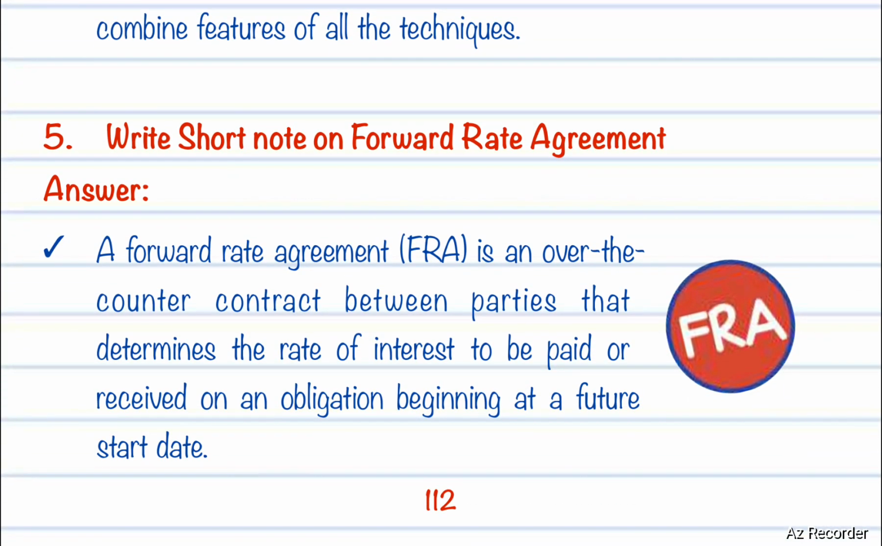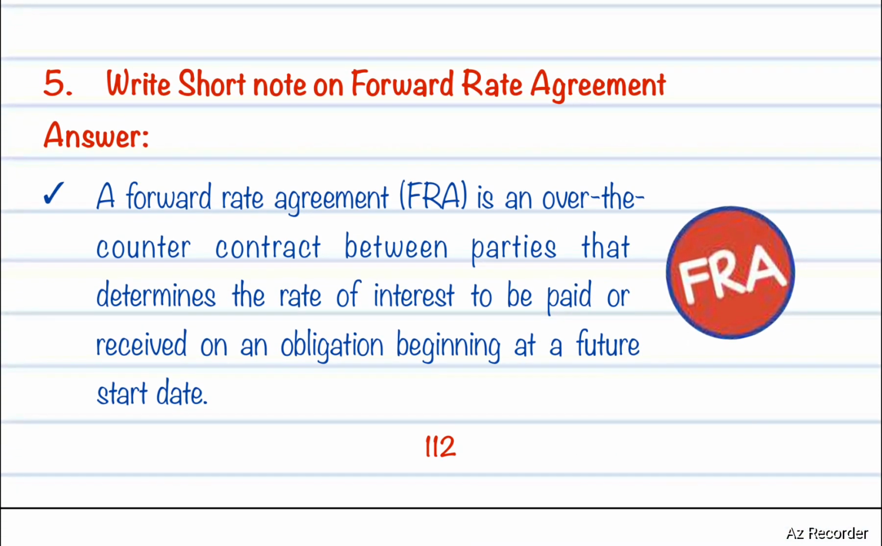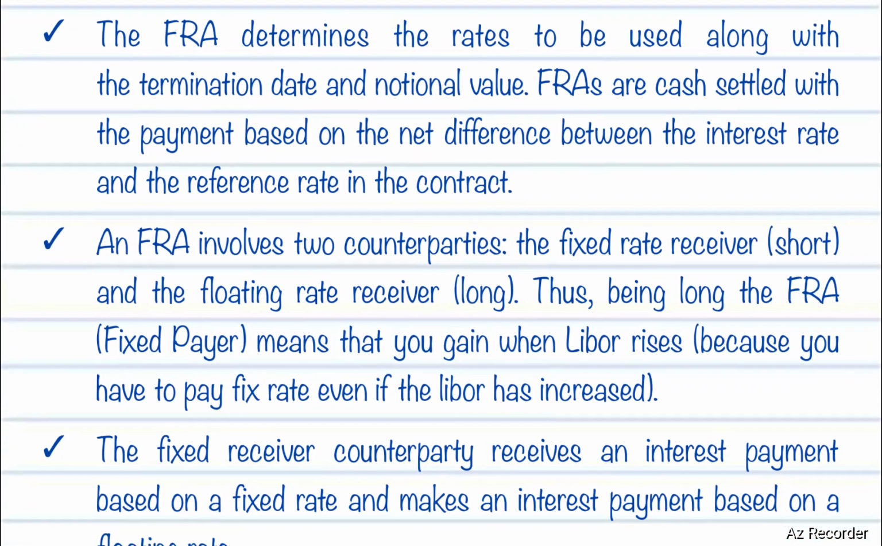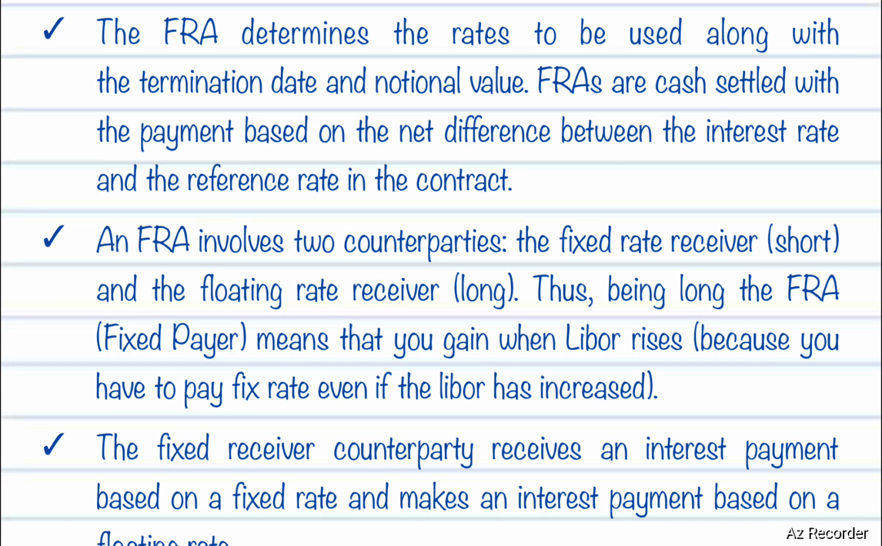Write a short note on forward rate agreement, FRA. A forward rate agreement, FRA, is an over-the-counter contract between parties that determine the rate of interest to be paid or received on an obligation beginning at a future start date. The FRA determines the rate to be used along with the termination date and notional values. FRAs are cash settled with payment based on net difference between interest rate and the reference rate in the contract.